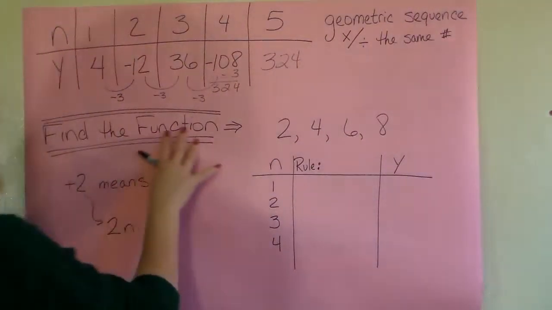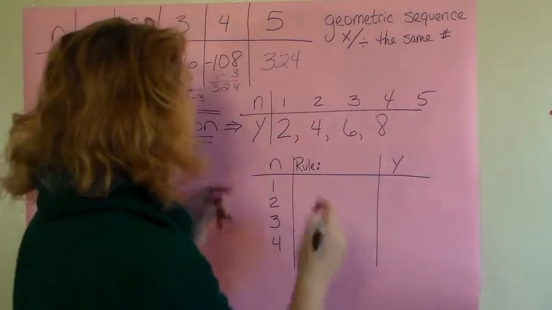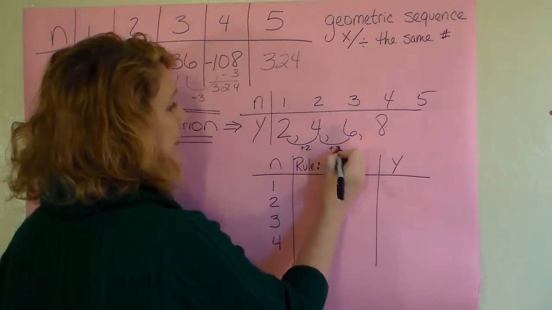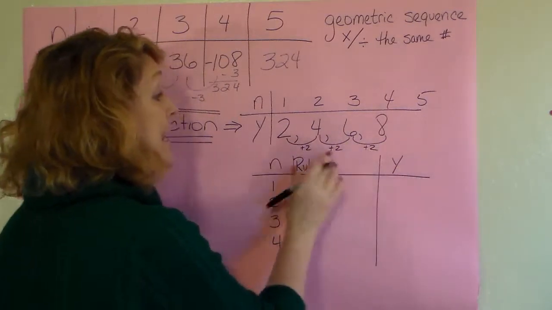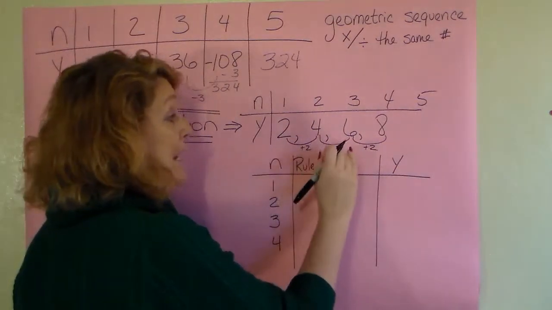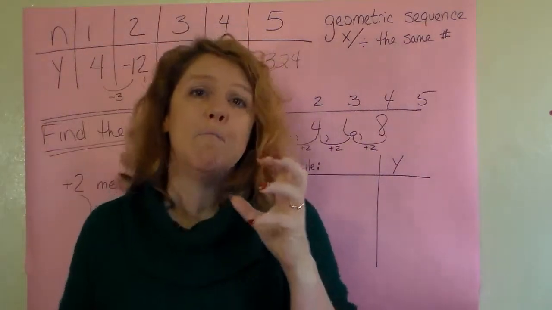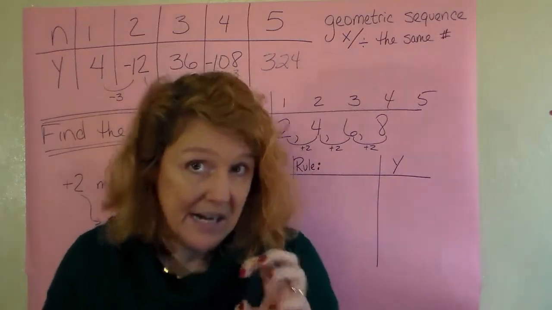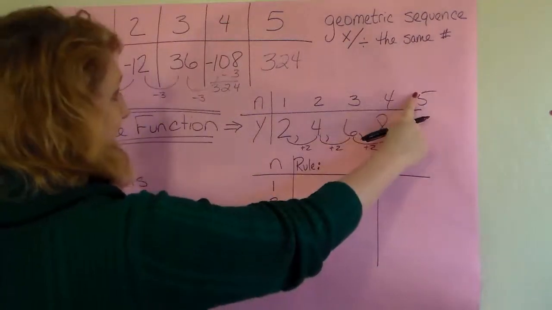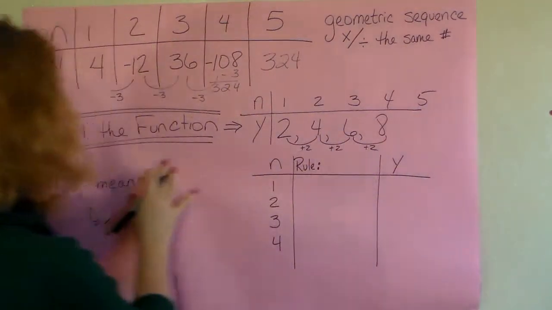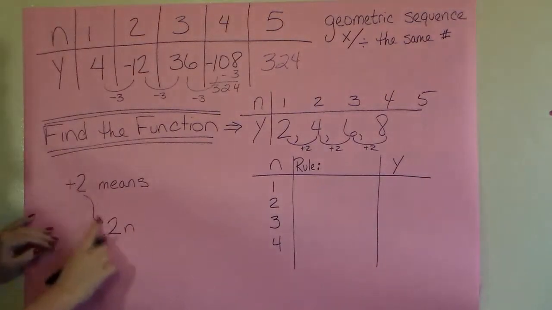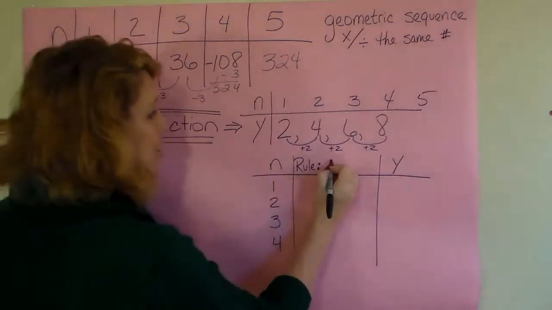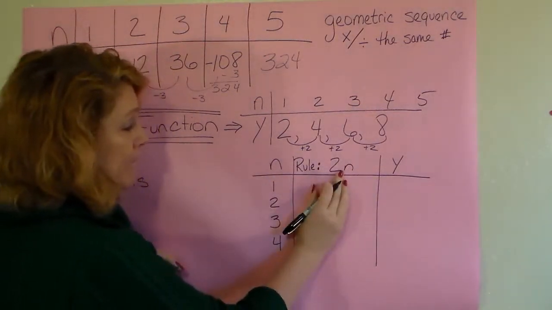We're going to find the function. What do I do to get from 2 to 4? I add 2. I add 2. I add 2. Now I know that by repeatedly adding 2, in my function, I'm going to say times 2. Whatever n is, times 2. So I'm going to take that adding 2, and I know that that means 2n. My rule here is 2 times n.